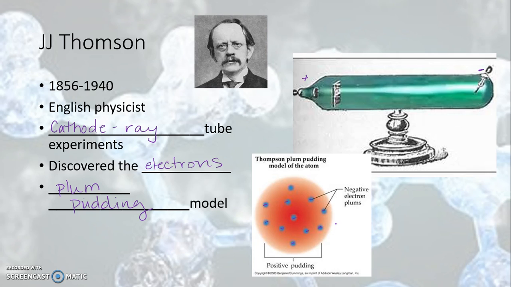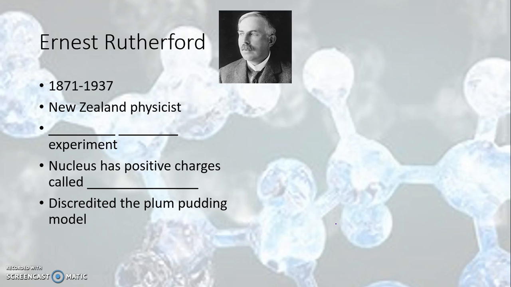I know a lot of people don't know what plum pudding is anymore. So I like to think of it as a chocolate chip cookie. If you look at this, it looks like a chocolate chip cookie would, right? Where the chocolate chips are just randomly dispersed through the cookie. Well, the cookie would be the positive matter, and the chocolate chips would be the negative. And that's what he said that the model of the atom looked like, because he was going on, hey, we don't know what's in this. Okay, well, behind him came this guy. His name was Ernest Rutherford, and he was from New Zealand.